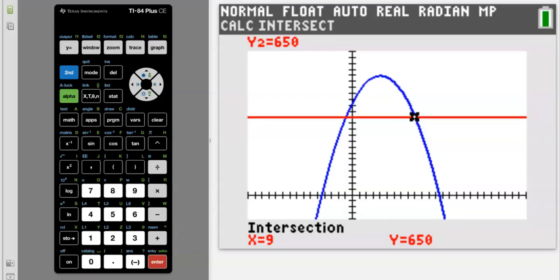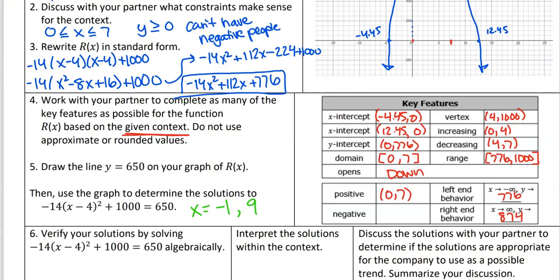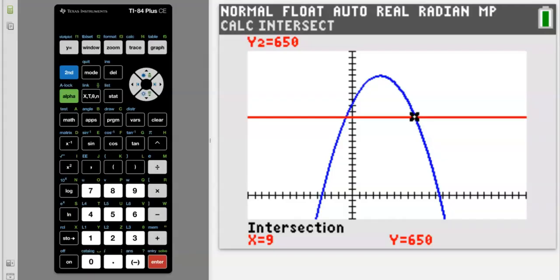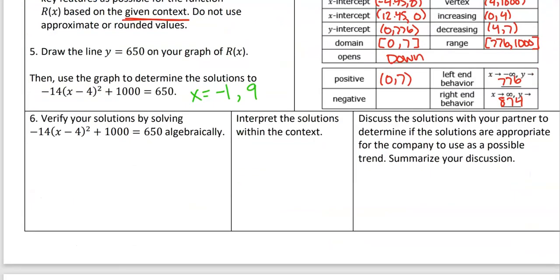Calculator questions for those? It should jump over. Are you super close to it? It should jump automatically. So the intersect is nice. You get close to the intersect and you just push enter 3 times. Boom, boom, boom, and it should tell you. Okay, here we go. For time's sake, solve algebraically. We do get 9 and -1. We could solve by doing square roots.